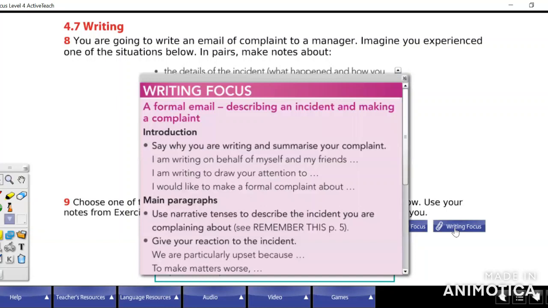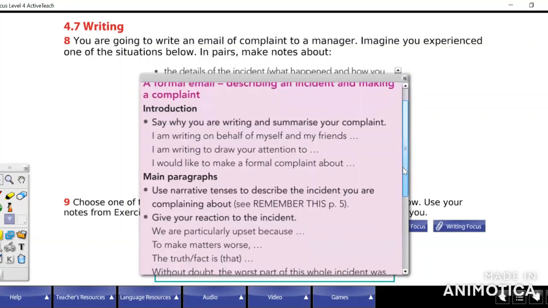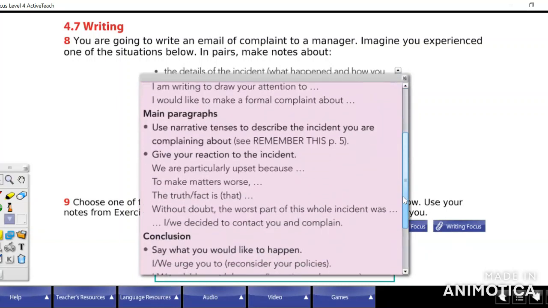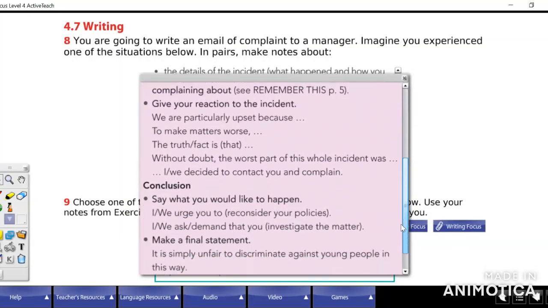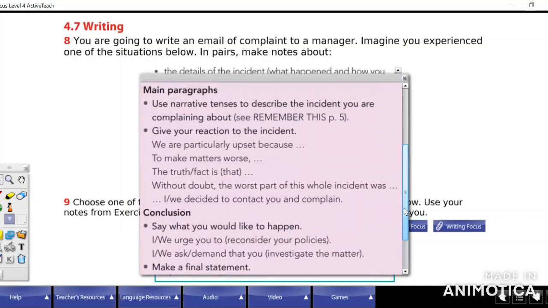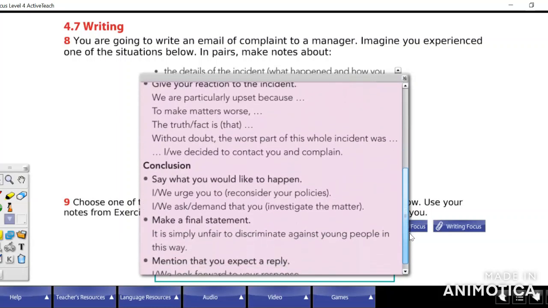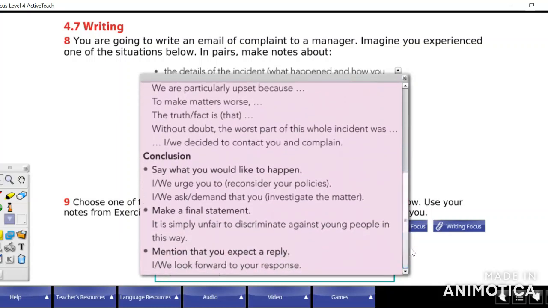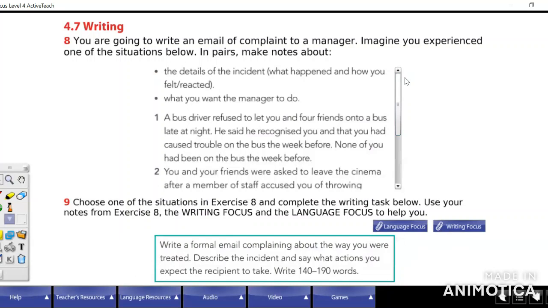And then for the writing focus, well, make sure you have an introduction. Use the main paragraphs. Use at least one of these sentences, and obviously the narrative tenses. And then for the conclusion, say what you'd like to happen, make a final statement, and also make sure you expect a reply. That's it. That's what I want for you. And that is all for the writing.